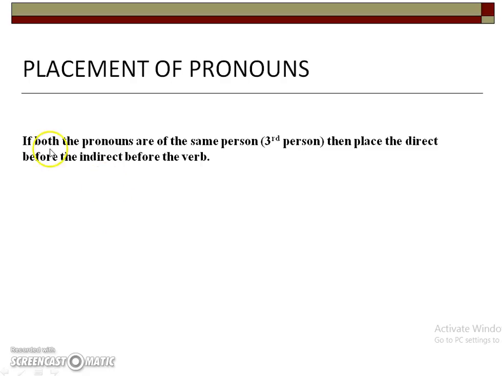Rule number 3. If both the pronouns are of the same person, that is third person, then we place the direct object pronouns before the indirect and indirect before the verb.